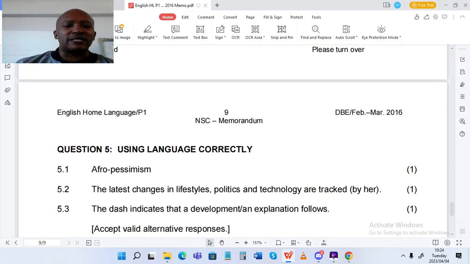And you can see this memo says, accept valid alternative responses. In other words, for the person who's marking, there may be other responses, but it's valid. Like if I had written more information follows, they would definitely have marked it right.